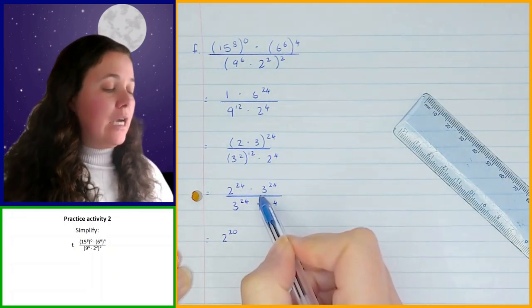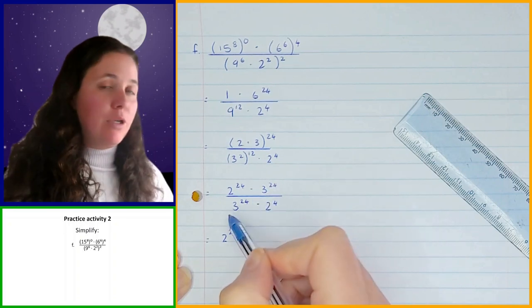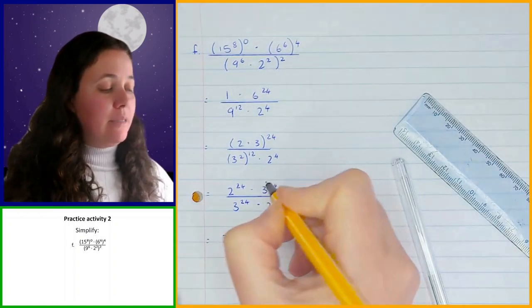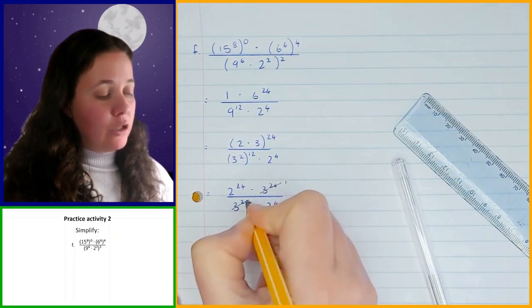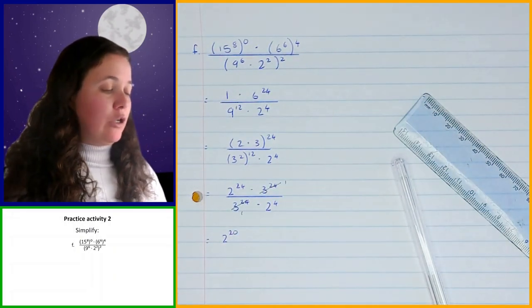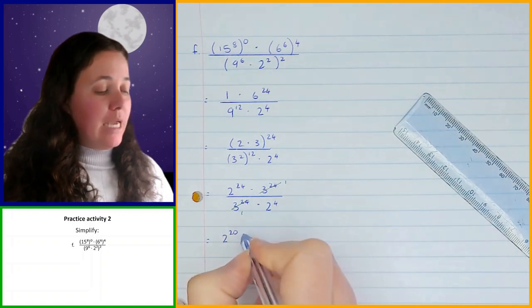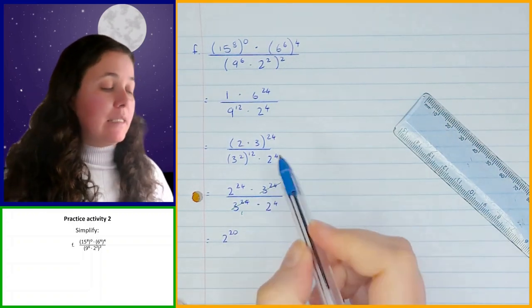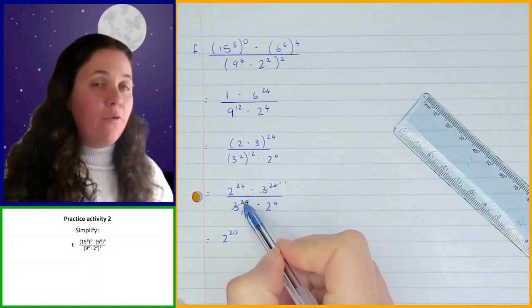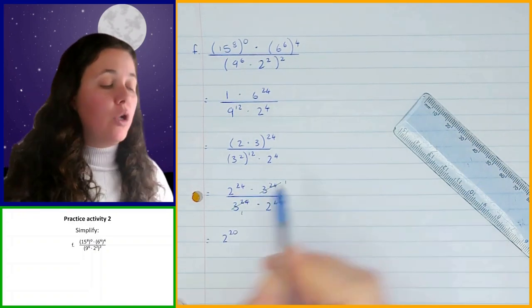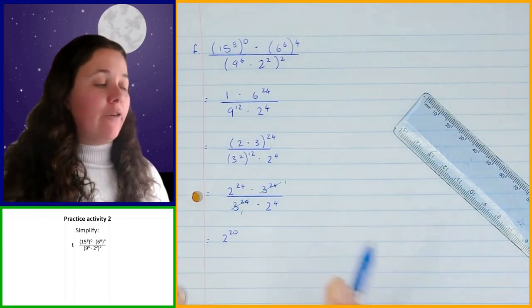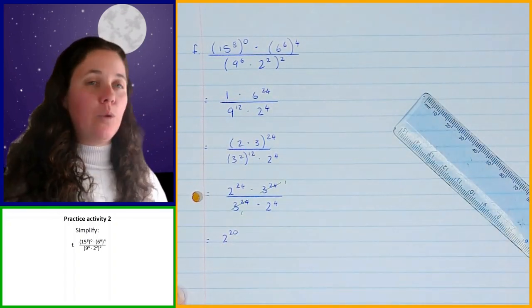And then over here, I've got 3 to the power of 24 divided by 3 to the power of 24. They are exactly the same, so I can just cancel them out. That goes in there once, that goes in there once, and I don't have to write it down at all. So that is going to just be times 1. I could also have looked at it like this, and I could have said, well, 24 minus 24 is 0, that gives me 3 to the power of 0, which is 1. Okay, so that gives me 2 to the power of 20 as my final answer for that question.